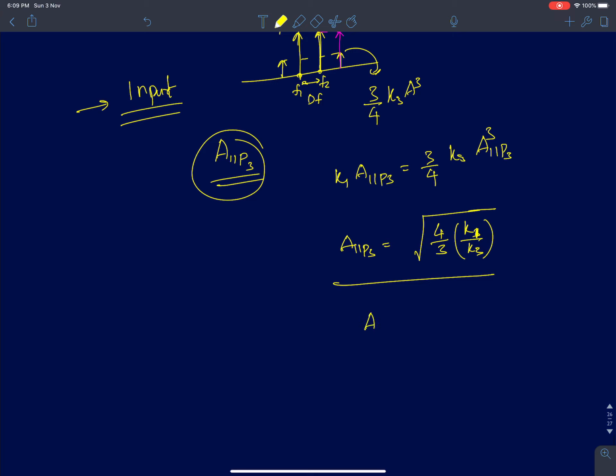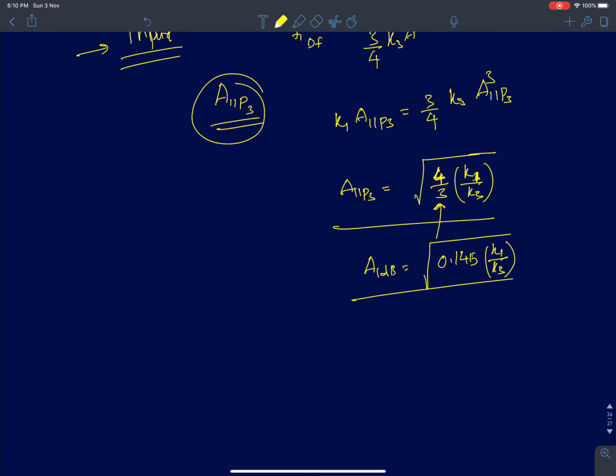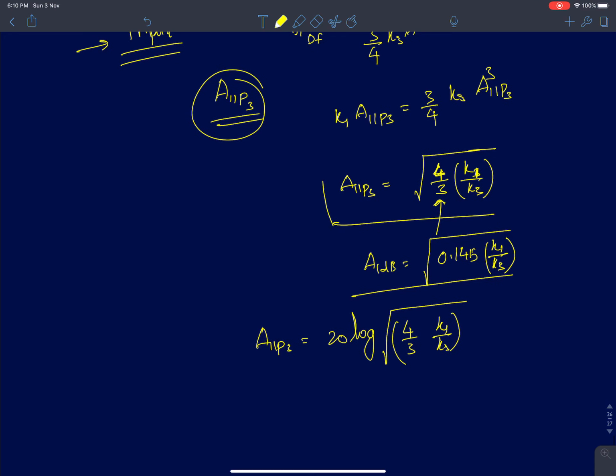Also, if you remember A1 dB, of course it was much smaller than this. In fact, it was only 0.1 times this number, something around 0.4145 into K1 by K3. So this was your A1 dB. We can also express AIP3 in dB. We can simply take 20 log of this quantity, root of 4/3 K1 by K3.